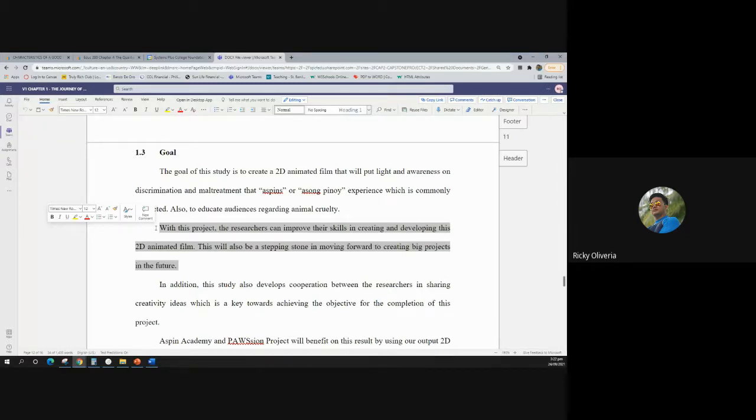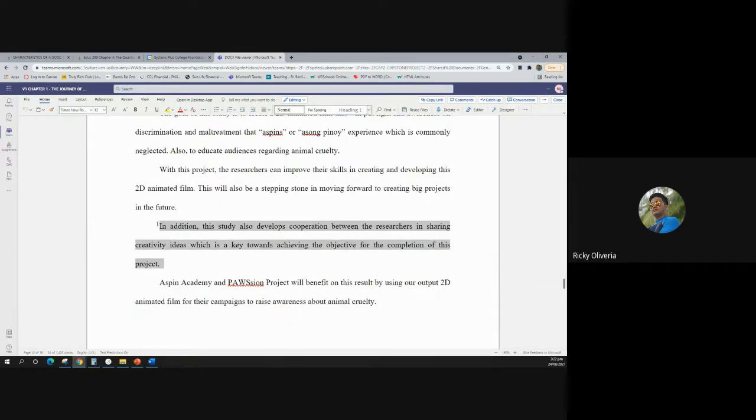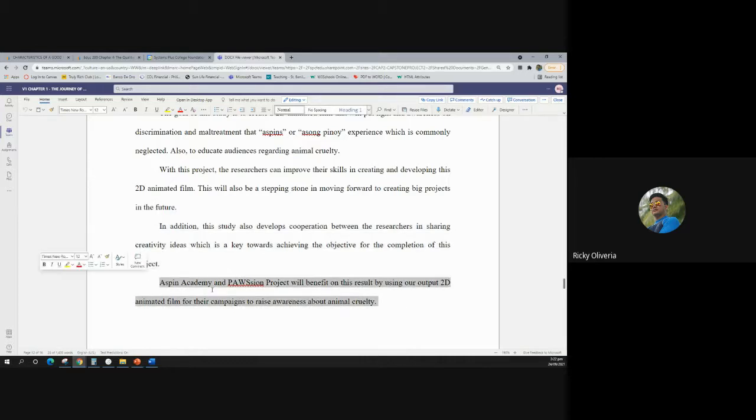So they are considering this as their ground of training in creating big projects, no? So in addition, this study also develops cooperation between the researchers, so inano rin nila yung camaraderie, no, as a group, and there might be a possibility that this ASPIN Academy and POS will use the project to at least campaign for animal cruelty. Kasi ang main character nila dito are dogs. Okay? Dogs kasi yung ano nila dito. Though ang alam ko ang POS would also rescue cats and dogs yata. Okay? So yan.